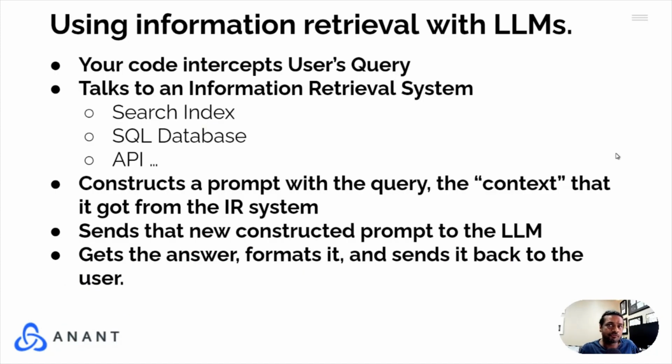So, using information retrieval with LLMs, you're going to be writing code or using a framework that takes the user's input, or some input from another source like an API. Or it could be the API itself, where the API is getting input from an API call. It then can talk to a search index, a SQL database, an API, get that data, construct a prompt around that data with the query, send that prompt to the LLM, get an answer back, and then format it and send it back to you. That's what retrieval augmentation is in a nutshell, okay?